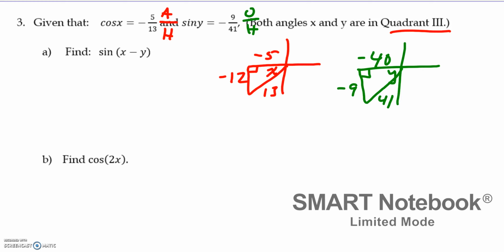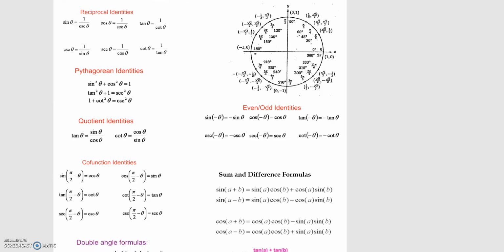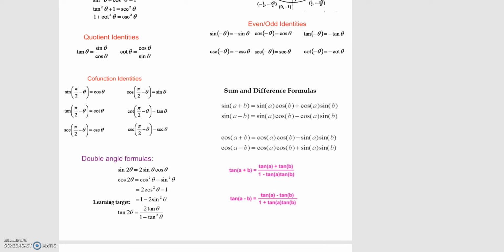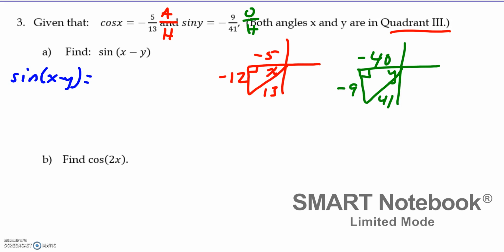Now that I have my two situations, you can use your reference sheet again and write that sine of x minus y is really the same. Again, I'm using sine of a minus b, or sine of x minus y, if you want to use this as a reference here. So I'm looking at this right here. That would be sine of x cosine of y minus sine of the other angle, y, cosine of the other angle, x. And we can use our triangles to replace the values that we know.